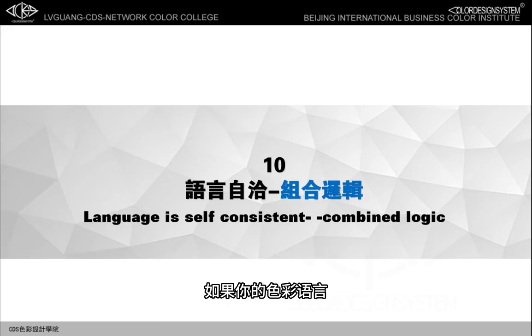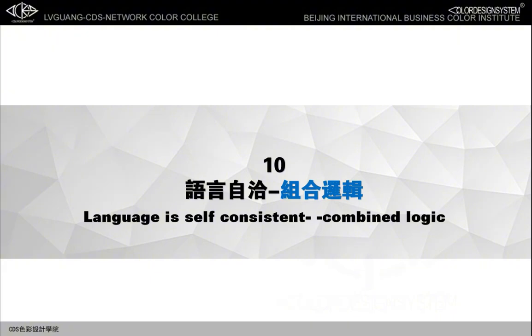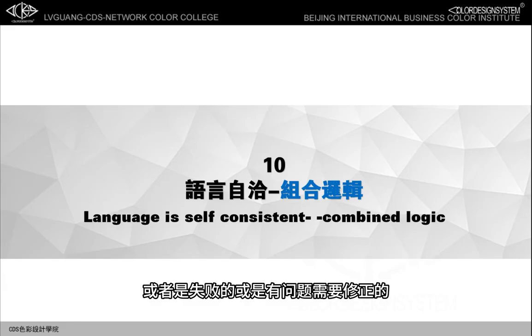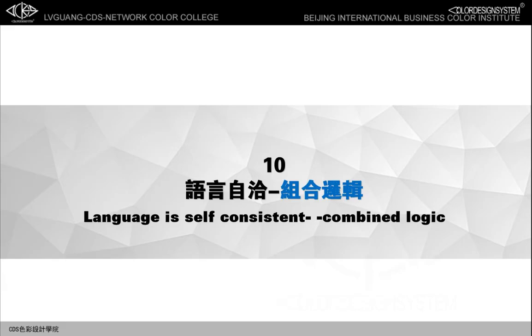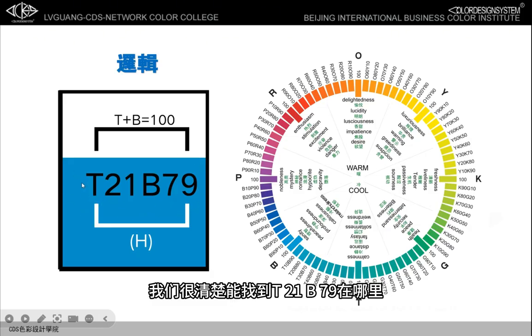If your color language, or the language of any country, cannot be logically consistent, there will be contradictions and confrontations with each other. Then the language couldn't exist. Either it failed or there is a problem that needs to be fixed. So we're looking at a combination of CDS color languages here. This is its description of the part where we talk about its hue. We know exactly where we can find T21BS79.